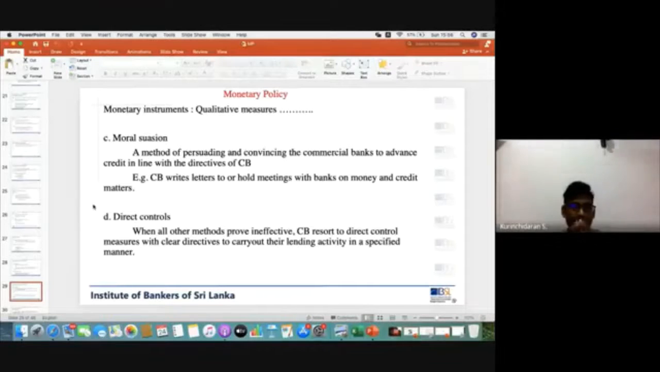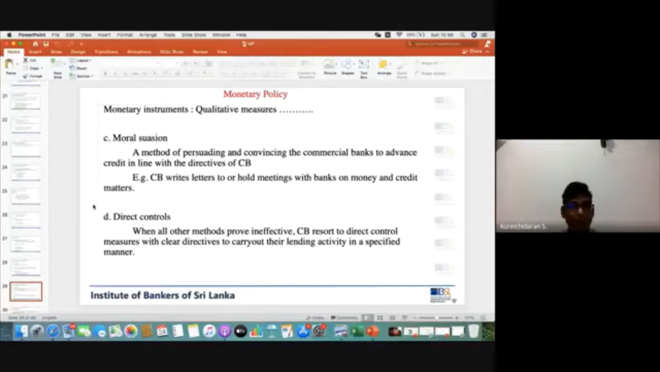Right? So the central bank sends letters to banks or talks to the management and says you have to do this. You have to lend. You have to lend to the agriculture sector. You have to lend to micro entrepreneurs. So they write letters or have CEO meetings, and explain the necessities and get them to understand the situation. Through that also, the central bank can have an impact on credit creation.